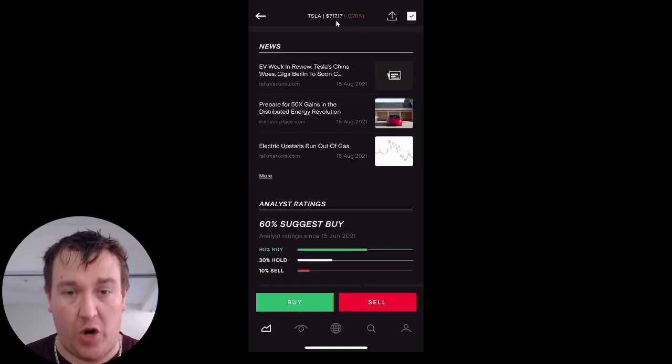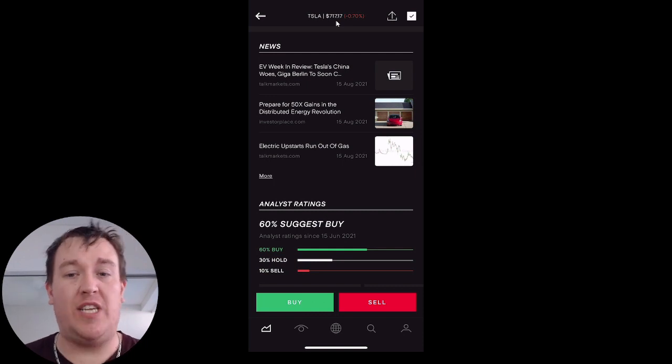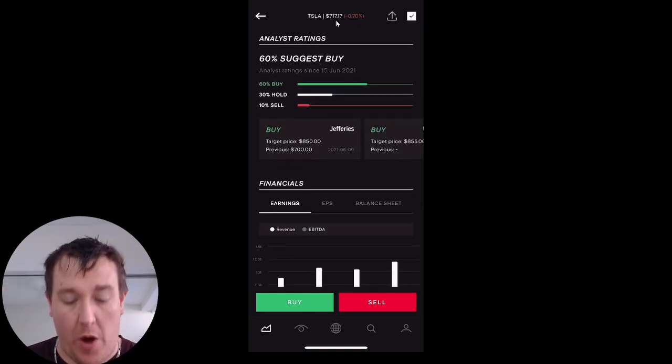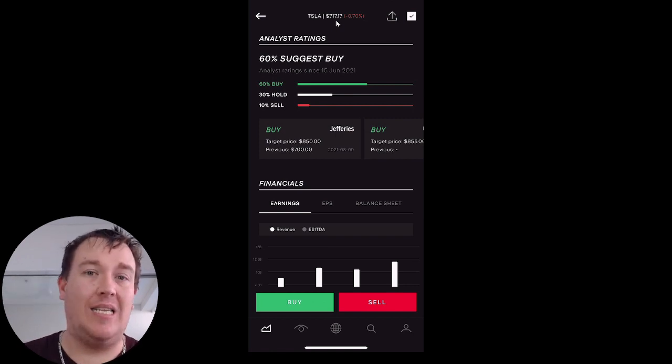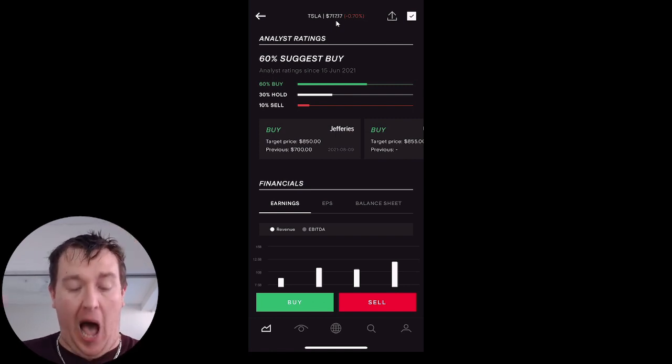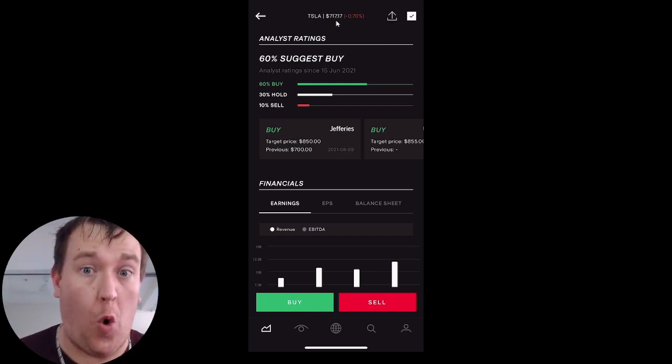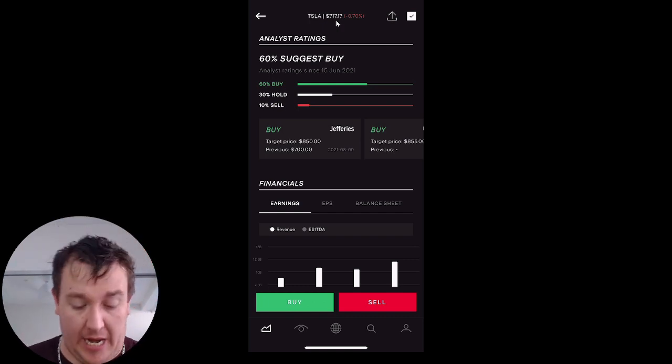Let's come down and have a look. It also has the biggest news for the stock that you're looking at. It also has a price analyst rating where you could go into details about what analysts are saying, whether they're a buy, a hold, or a sell. I think Tesla, in my opinion, is always a buy. It's a long-term 5 to 10 year play.